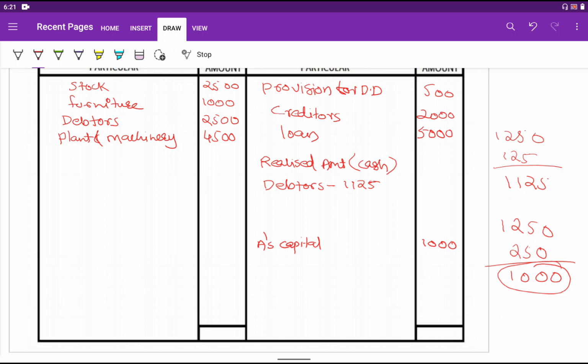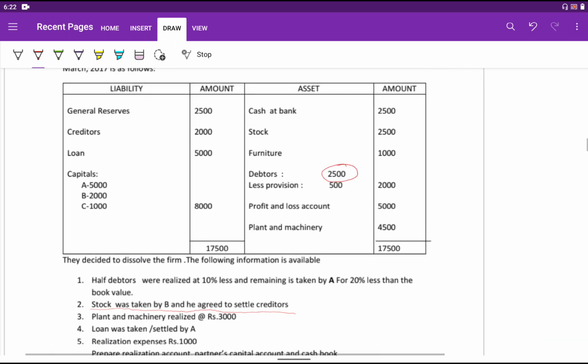But now here stock was taken by B, so we'll write in his name. B's capital, and we will transfer this to the debit side of his capital account. So B's capital, stock in bracket. If you want, you can write stock. Here you can write debtors, half debtors. B's capital, stock. So how much is he taking? The value of stock is 2500, that is taken by B.